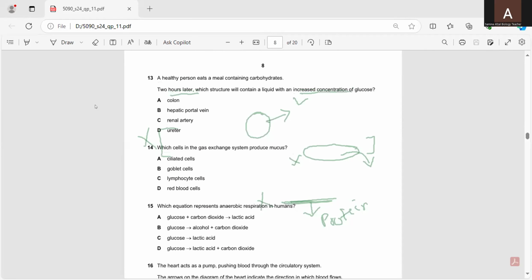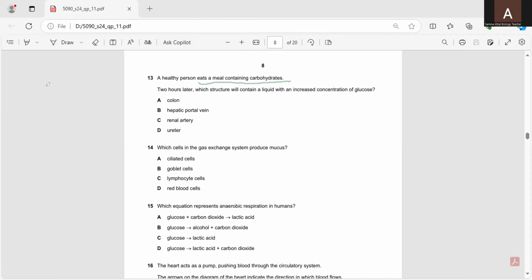Now question number 13. A healthy person eats a meal containing carbohydrates. 2 hours later, which structure will contain a liquid with an increased concentration of glucose? The person eats a meal containing carbohydrates. After 2 hours, which structure will contain a liquid with an increased concentration of glucose? So the carbohydrates will break down into glucose.